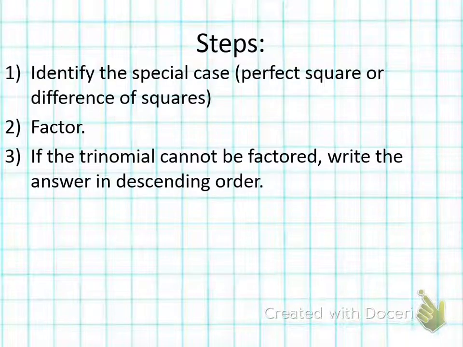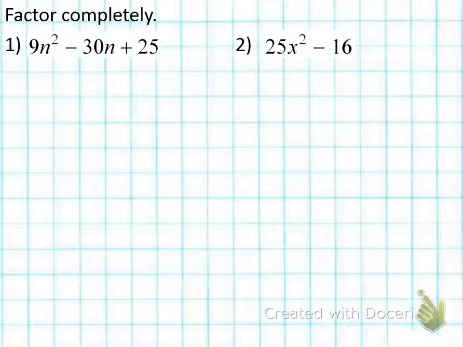Here are the steps. You should have them written down. If you're in the video, pause it now. Here we go. Number 1 and 2. Watch carefully. Factor completely. Number 1, 9n squared minus 30n plus 25.